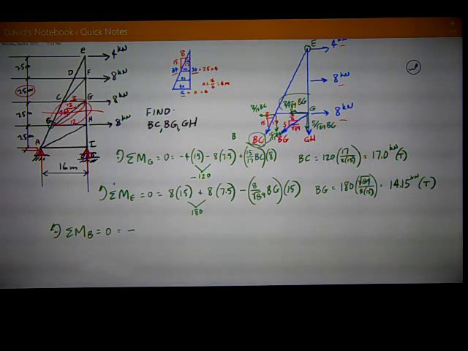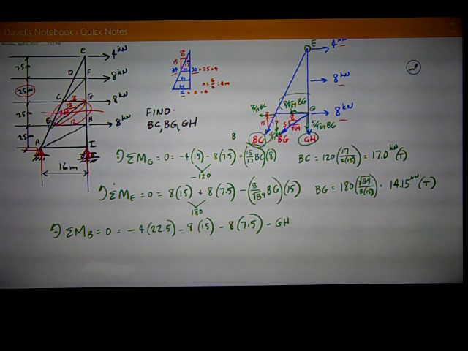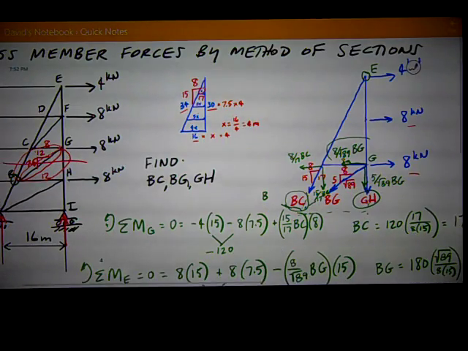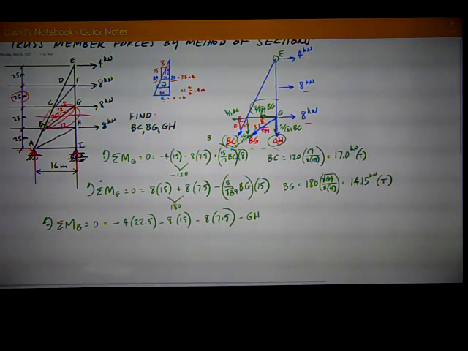They're all trying to create clockwise rotation, so they're all negative. Negative 4 times 3 times 7.5, or 22.5, minus 8 times 15, minus 8 times 7.5. Then I got to look at what GH is doing. It's also trying to rotate clockwise, so it's negative GH. And if I go down here all the way to where horizontal distance from GH to that point B is that third point in my similar triangles, 3x, which is 12 meters. So this distance is 12 meters.